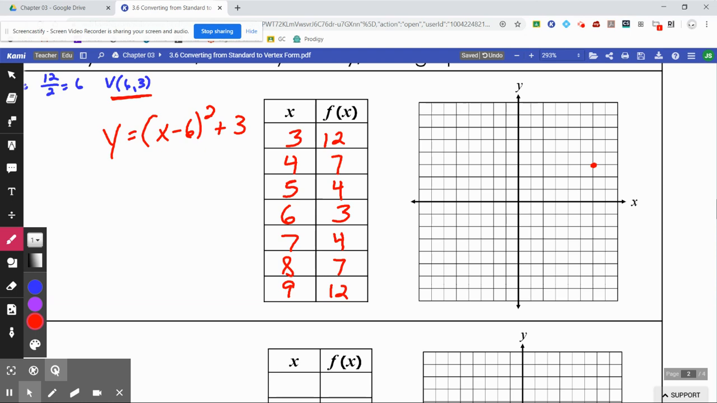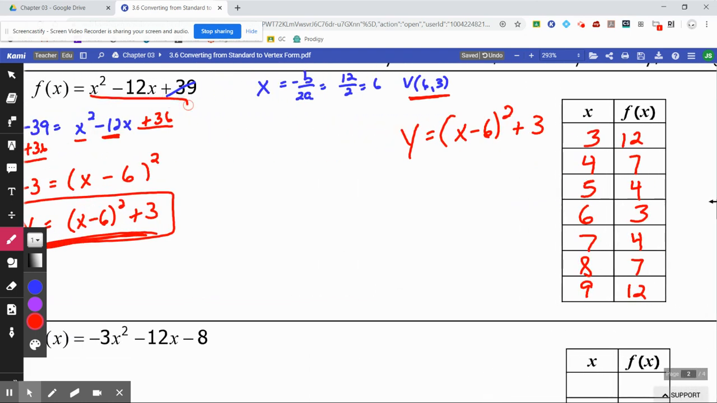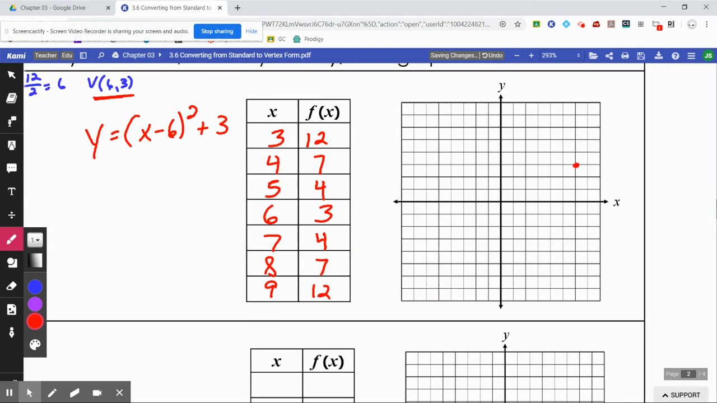And there's what you get. And a reminder, it doesn't matter which form you plugged it in. If you plugged it into this here, you would have got the exact same values. Plotting your points and then connecting your dots, there's your parabola.